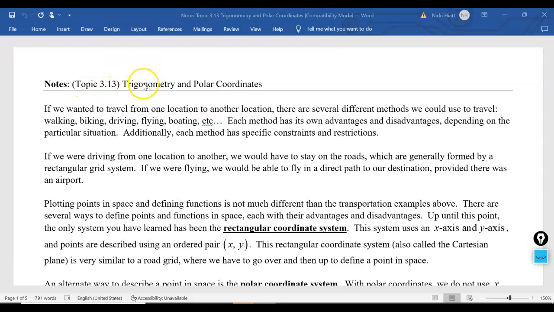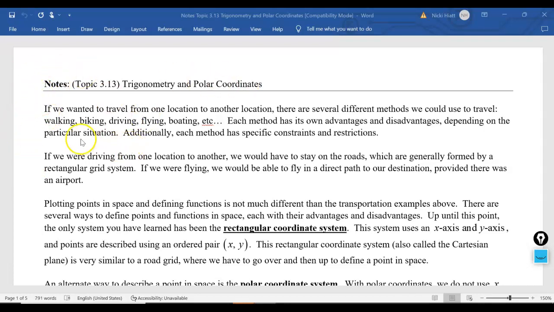So today we're going to talk about trigonometry and polar coordinates. And polar coordinates are pretty cool. They have a lot of uses. We're not going to have enough time to get into a lot of those, but there are a lot of things that they can actually be used for in the real world.